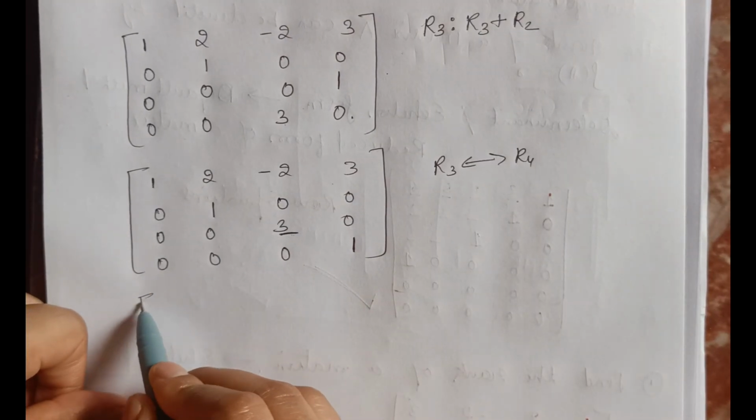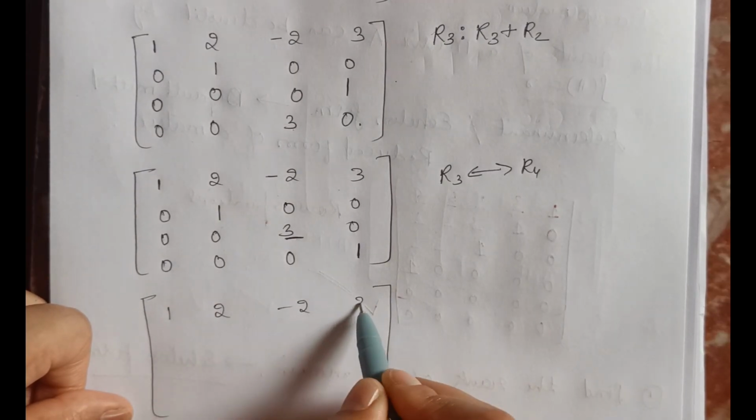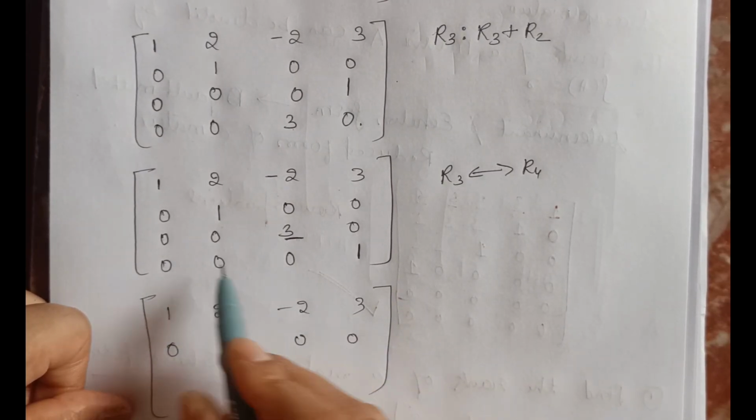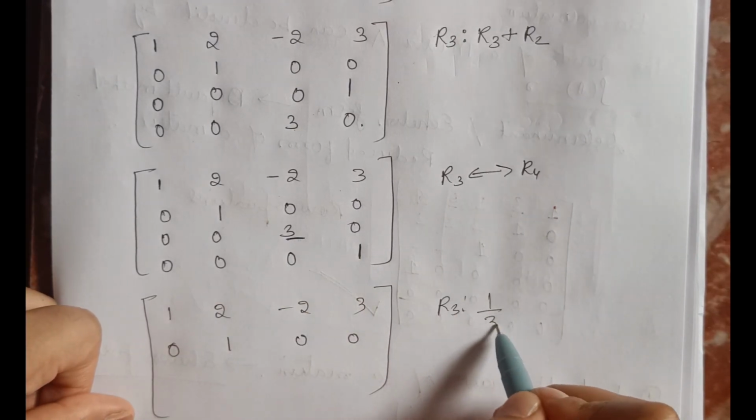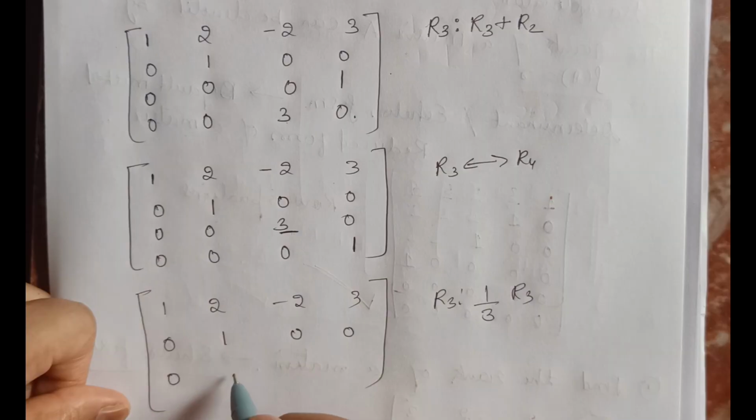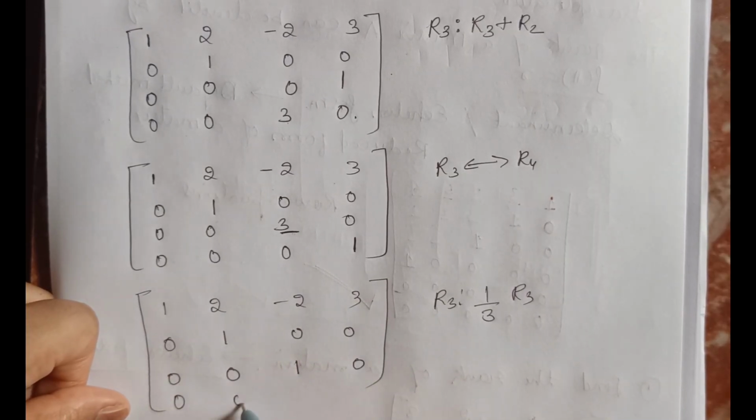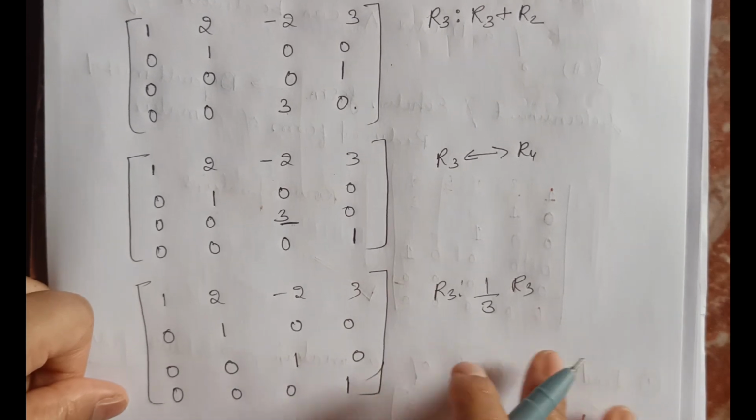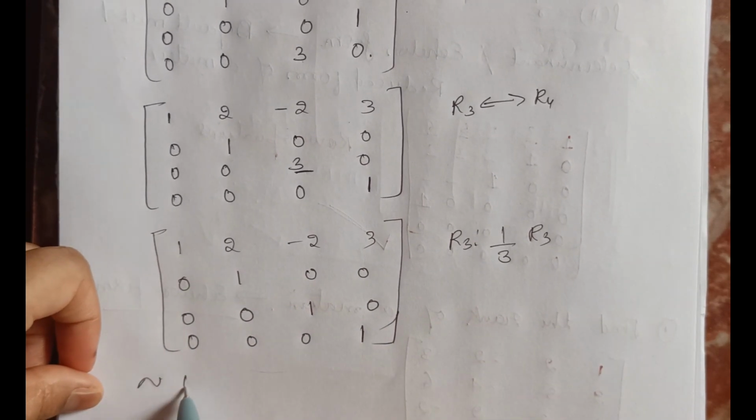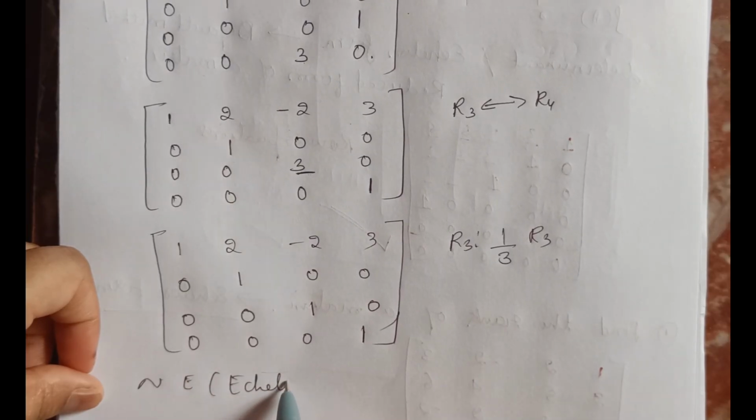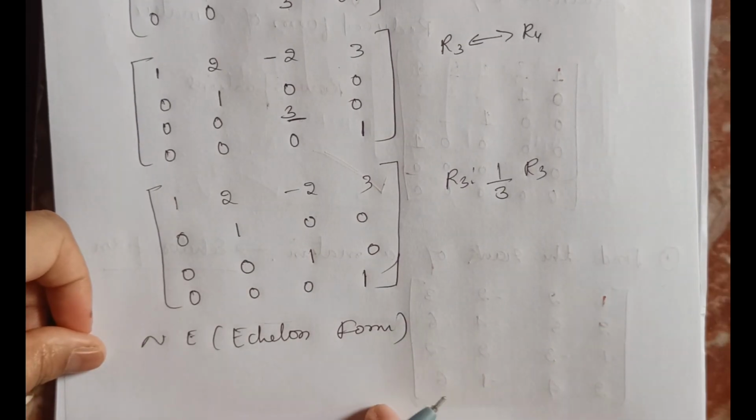So now I will make the changes. I'll just write down the first two rows as they are. 0 0. So I'll change R3 to 1 by 3 into R3. So it will become 1 0. Then the last 0 remains the same. Now can you see that we have finally achieved the echelon form? Correct, we have finally achieved the echelon form.